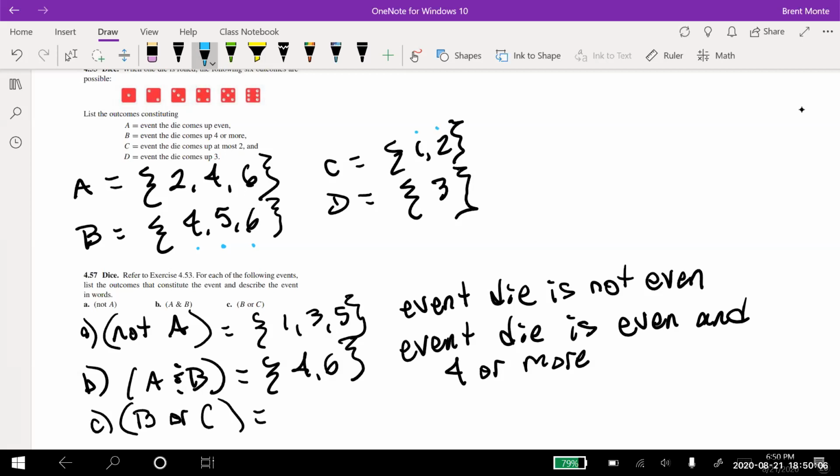Now these didn't have any overlap, right? There's nothing common in both B and C, which means they're mutually exclusive. But if we had, say, 4 was part of event C, we'd still keep it because being in both is okay. So anyway, we're going to list this, and I'll go in numeric order, 1, 2, 4, 5, 6.